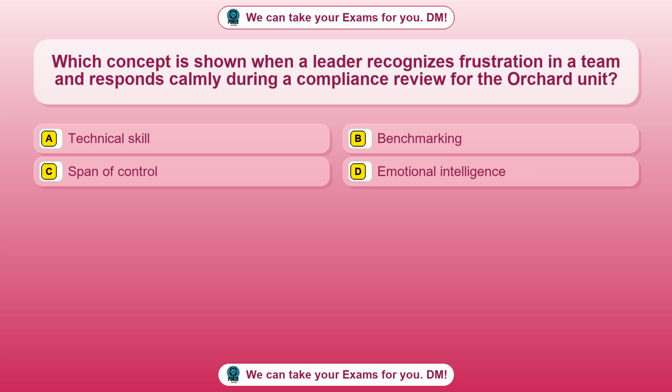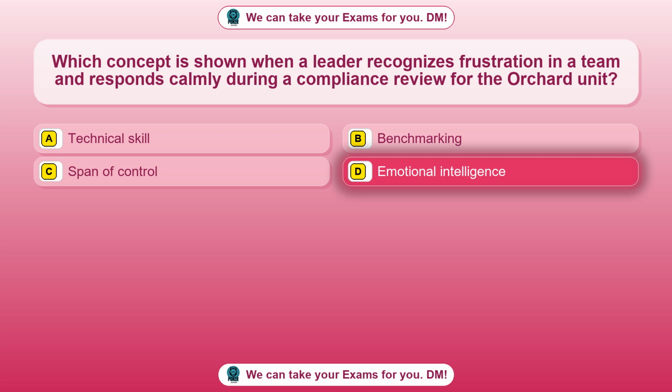Option A, technical skill. Option B, benchmarking. Option C, span of control. Option D, emotional intelligence. The correct answer is option D, emotional intelligence.